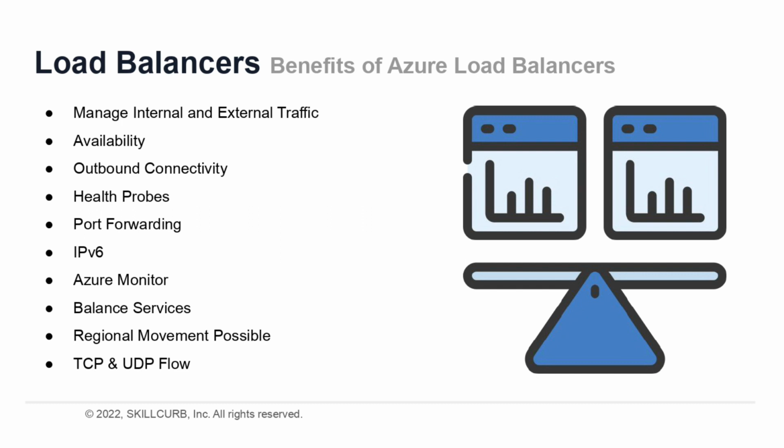traffic to Azure virtual machines, increasing availability by distributing resources within and across zones, by configuring outbound connectivity for Azure virtual machines, by using health probes to monitor load balanced resources, by employing port forwarding to access virtual machines in a virtual network by public IP address and port, by enabling support for load balancing of IPv6, by the standard load balancer that provides multidimensional metrics through Azure Monitor.